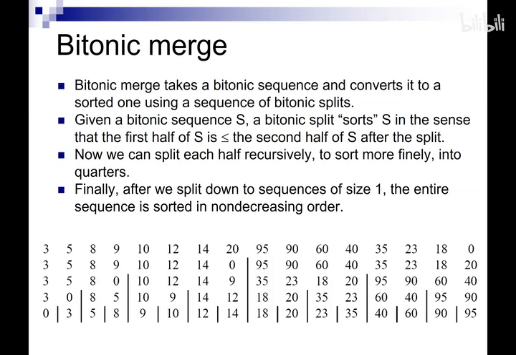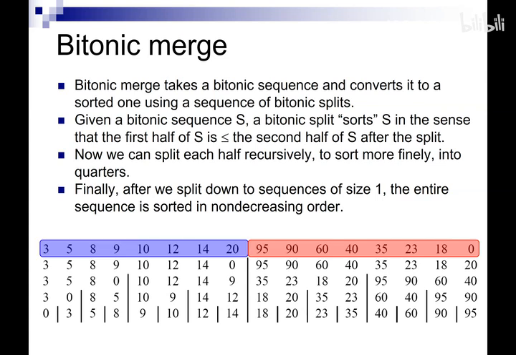Okay, so let's do an example of this. Suppose that we start with a bitonic sequence like this. So it's a bitonic sequence, and I've marked out the increasing part and the decreasing part. The increasing part is blue, and the decreasing part is red. So then we're going to do a bitonic split on this.